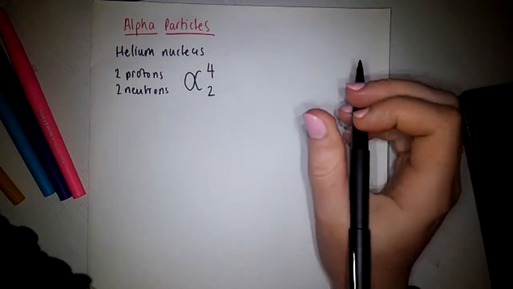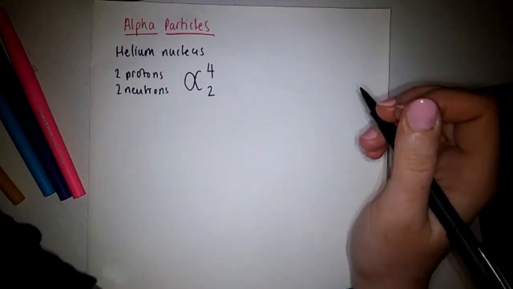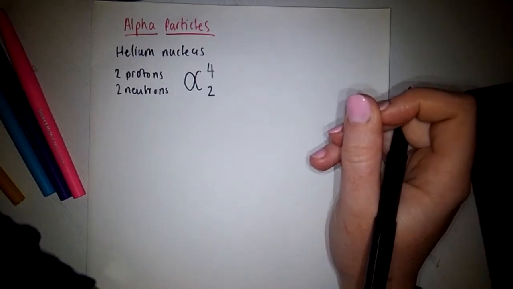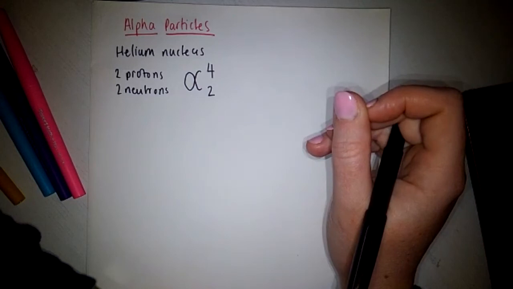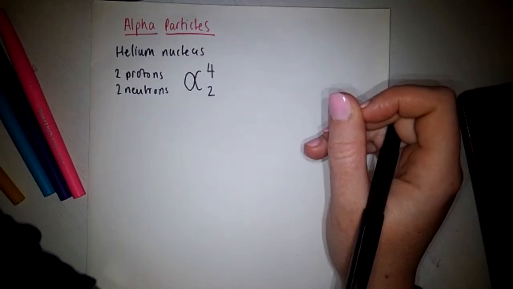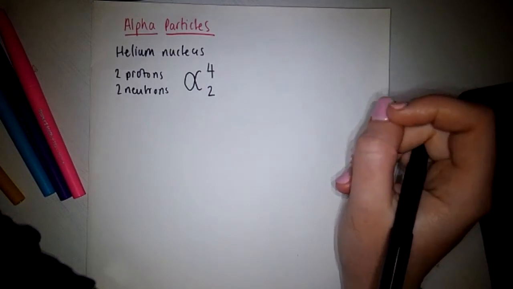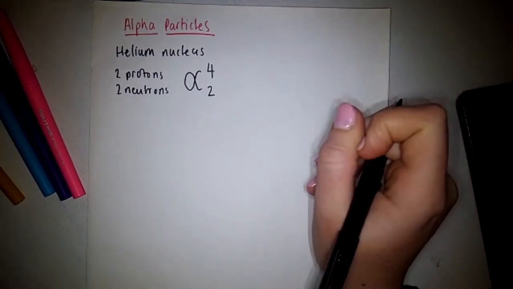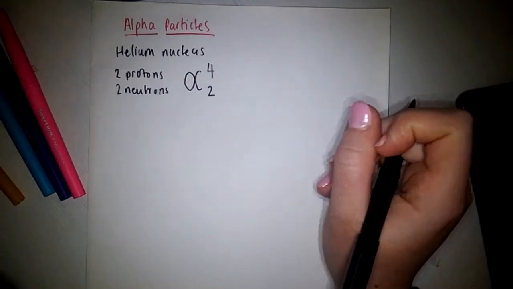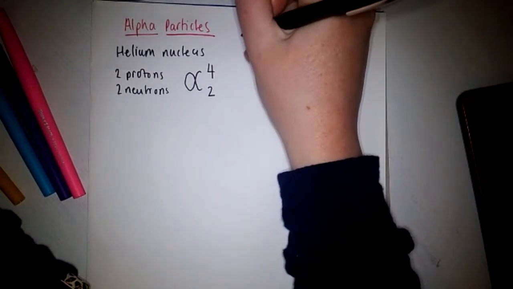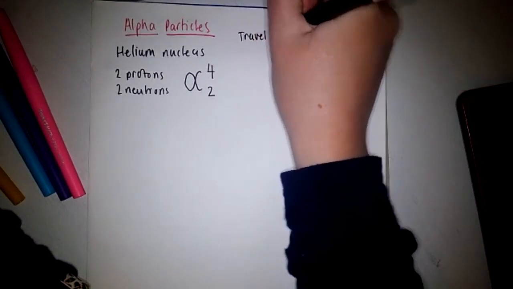Because it doesn't travel very fast and it's just sort of bumbling along, it actually collides with a lot of other atoms. So by colliding with a lot of other atoms, it is very ionizing. So alpha radiation is actually very, very dangerous because it can really, really easily destroy your atoms. So it's not very good if you get caught in the path of alpha radiation. So alpha particles, they travel slowly.